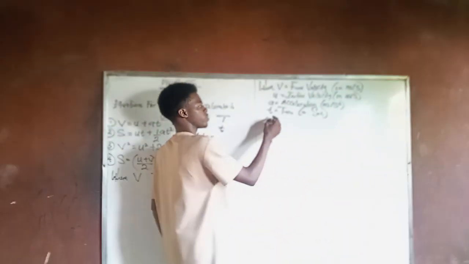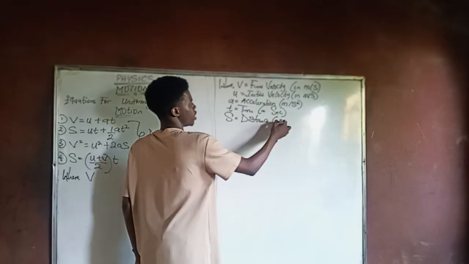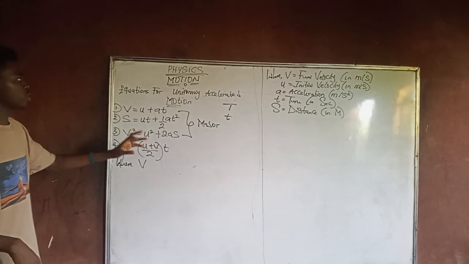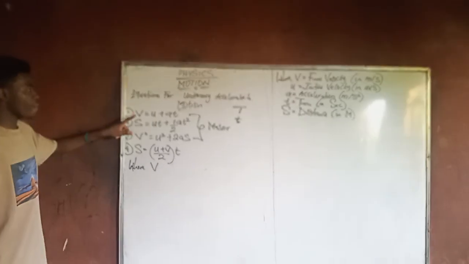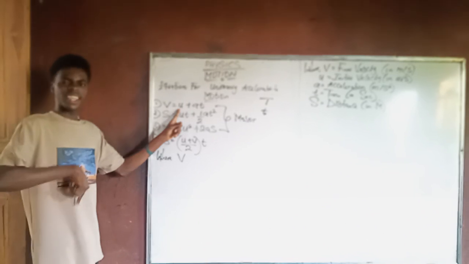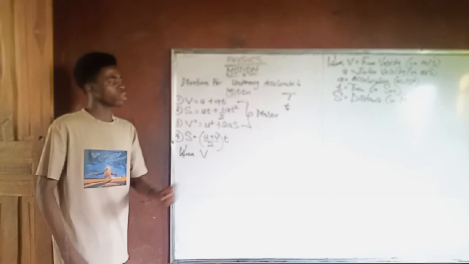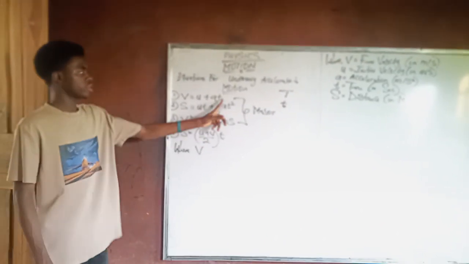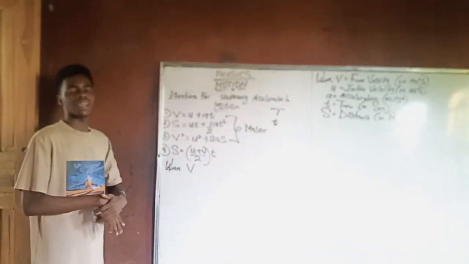Then lastly, my s. S is the distance in meters. Quickly, let's run through the equations for uniformly accelerated motion again. The first one is v equals u plus at, where v is the final velocity in meters per second, u is the initial velocity also in meters per second, because it is also velocity. A is the acceleration in meters per second squared. T is my time in seconds. Then lastly, s is my distance in meters.